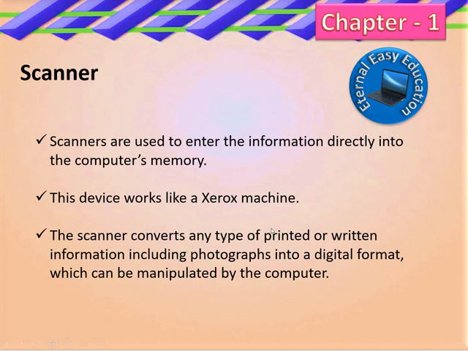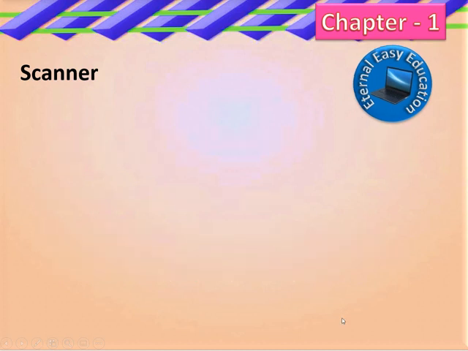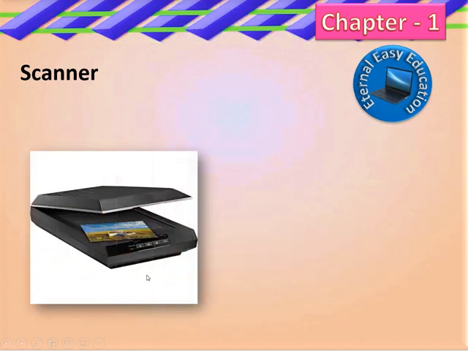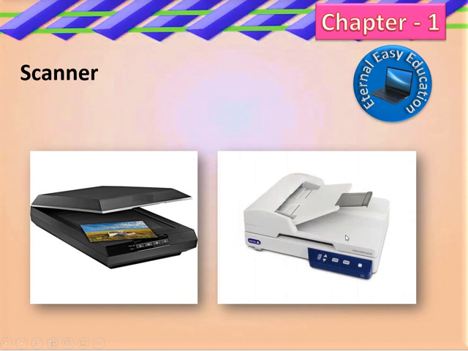The scanner converts any type of printed or written information, including photographs, into a digital format which can be manipulated by the computer. So this is a type of scanner. This is also a type of scanner, but it is a combo device because it can work as a scanner as well as it can be used as a Xerox machine to take the printout which is scanned by this device. Nowadays many devices are collaborated.